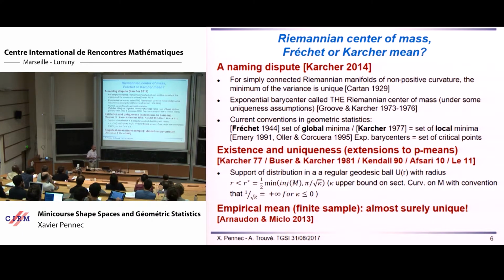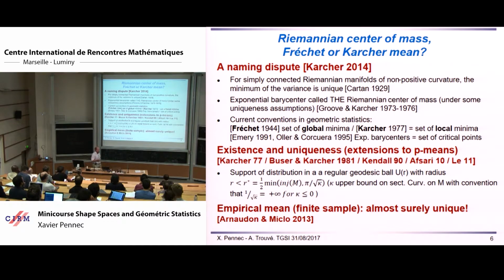So that's one of the key features: in many of the spaces that we deal with, there is not a unique mean. So the convention that we have now is to call the Fréchet mean the set of absolute minima. The Karcher mean would be the set of local minima, and the exponential barycenters would be the critical points of the variance.